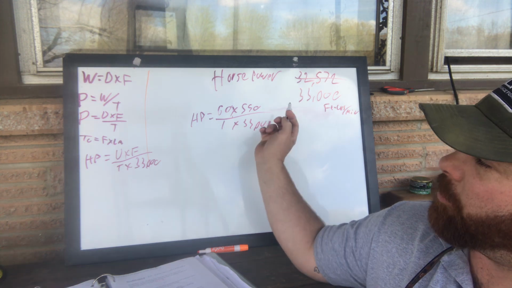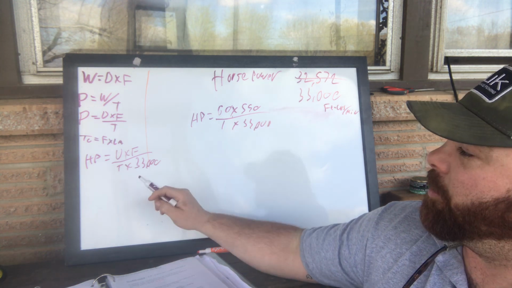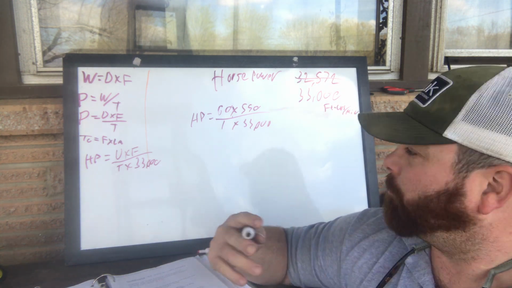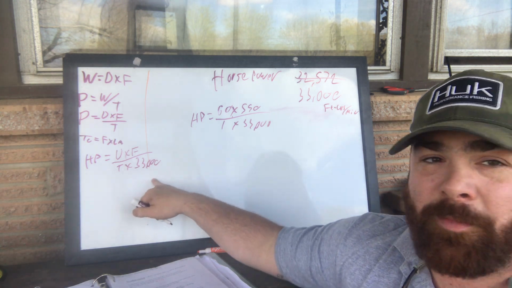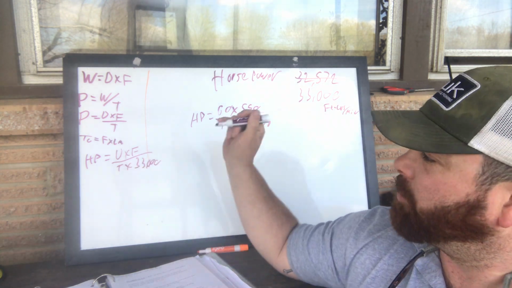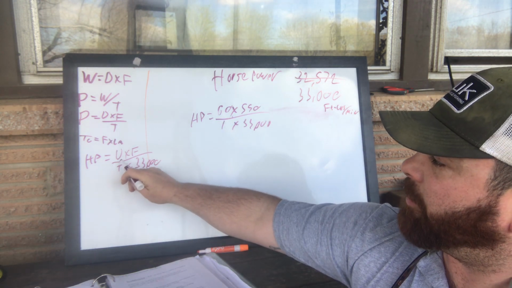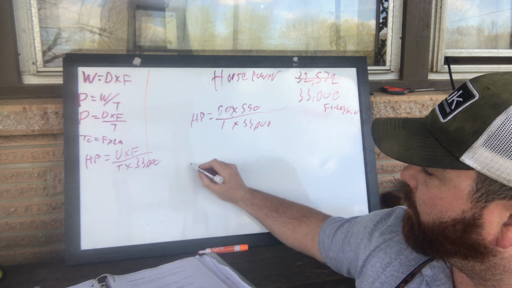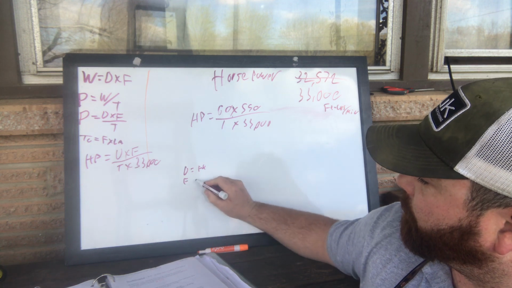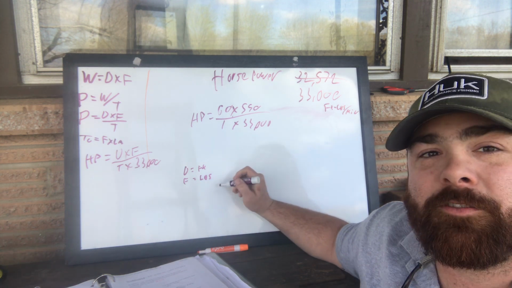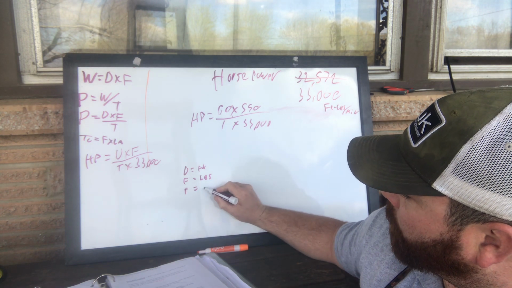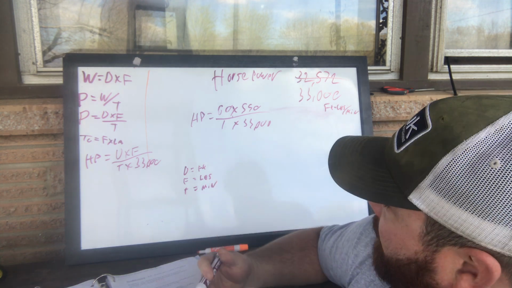For this equation to work, because we have this constant down here, that tells us something. Those of you that have been in my class, you've heard me say this about a couple other equations. This constant is always going to be 33,000. That means that these variables have set units. So distance, in this case, has to be in feet. Distance equals feet. Force equals pounds. And our time equals minutes.